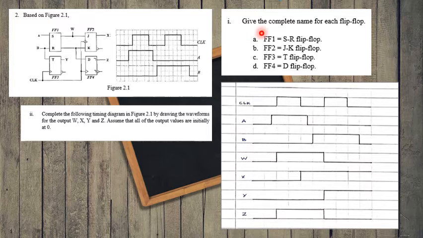First question, give the complete name for each flip-flop. If you can see, the FF1 is the SR flip-flop. The FF2 is JK flip-flop. The third, FF3, is T flip-flop. And lastly, the FF4 is D flip-flop. Second question, complete the following timing diagram in figure 2.1 by drawing the waveform for the output W, X, Y, and Z.